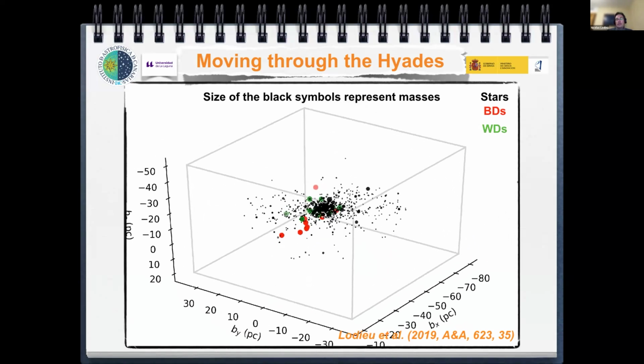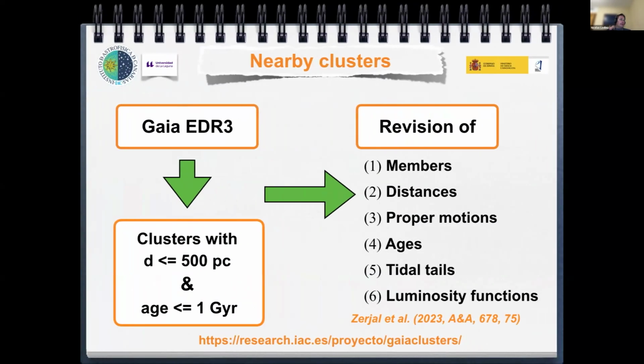This is a paper that we published back in 2019, and more recently we have extended this work to all nearby clusters within 500 parsecs and ages less than 1 gigayear. This is work that Marusha Seshal did. I think she's connected today, and she was funded by the Canadian government to compile a list of members and distances, proper motions, to revise that for all these clusters. And then we looked at the luminosity function and how the shape of the luminosity function evolves with age. This is a paper published last year.